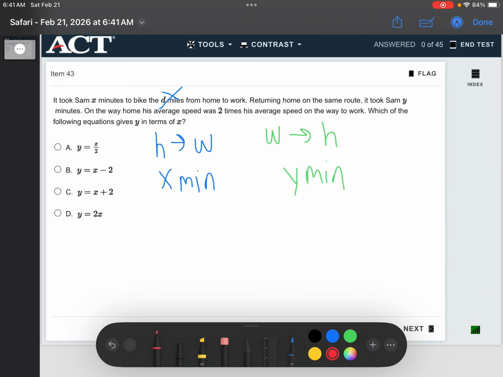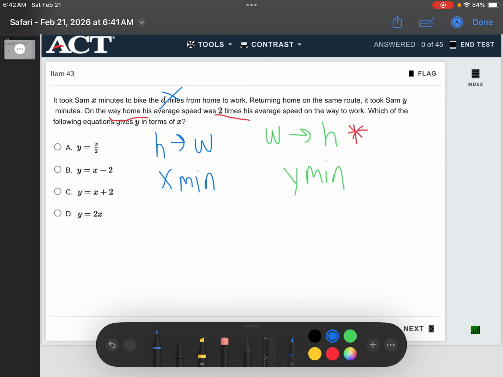And it tells us his average speed on the way home. So, right, the way home means going from work to home. His average speed was 2 times the speed on the way to work. So now we have to understand the relationship between this speed and this time. If he's going twice as fast on the way home, well then his time is going to be cut in half, because that's the relationship between speed and time, right? If you're going faster, it's going to take you less time to get there.